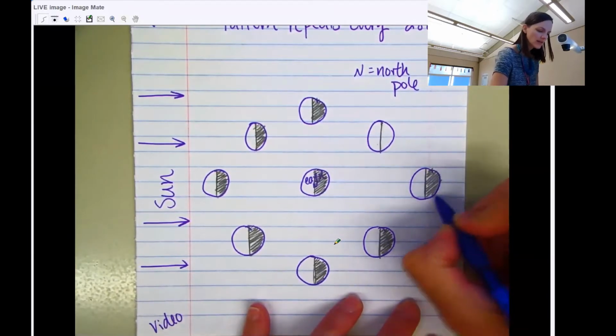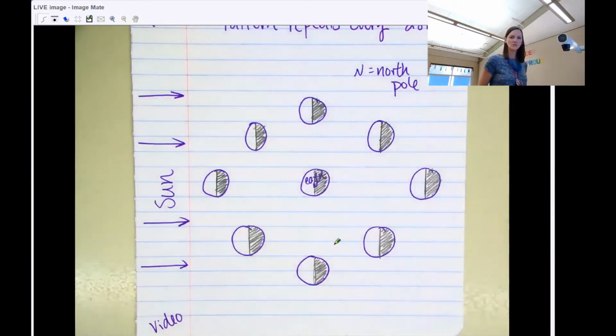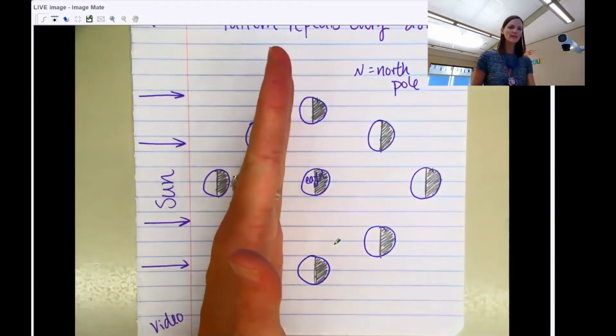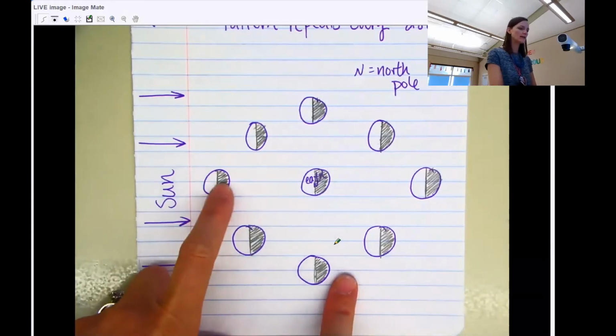And so now we have the Earth and 8 positions of the moon all shaded exactly the same, because you're getting sunlight from one side and the other side is not getting that sunlight. It's going to be in shadow. So let's start by looking at this position right here.